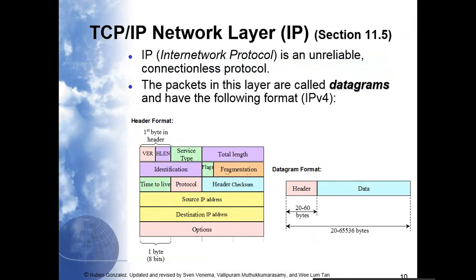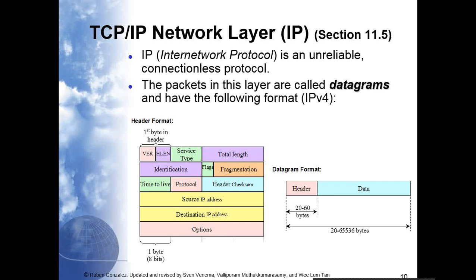Here is the TCP/IP network layer part, the IP part. The IP, or Internetwork Protocol, is an unreliable connectionless protocol. We'll talk about that a little bit later. The packets in this layer are called datagrams and have the following format, and this is for IPv4.